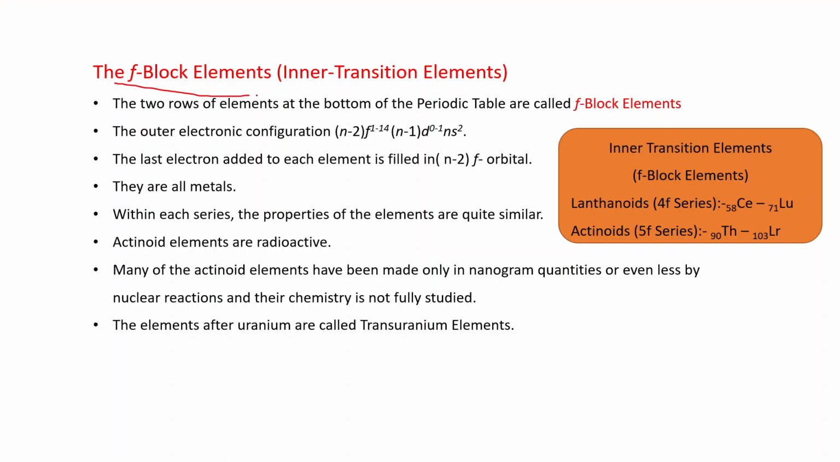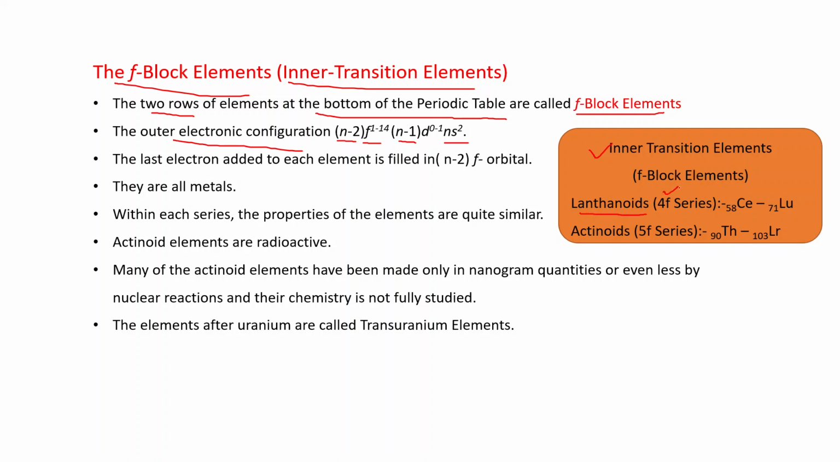The f block elements, inner transition elements. The two rows of elements at the bottom of the periodic table are called f block elements. The outer electronic configuration is (n-2)f 1 to 14 (n-1)d 0 to 1 ns2, and these are the two series of these inner transition elements.